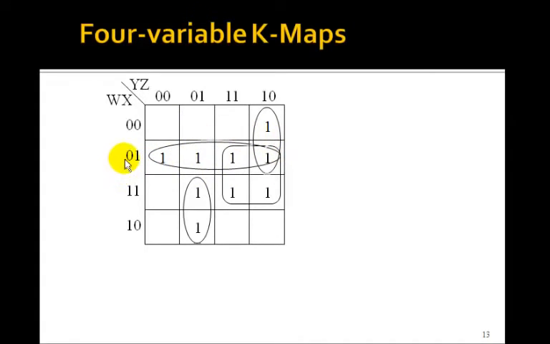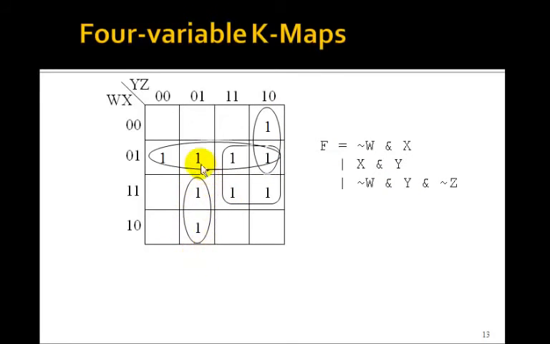This one is going to be not W and X, because Y and Z are going to go away. Not W and X. What about this one? This is going to be X and Y. X and Y. W goes away. Z goes away. How about this one up here? X goes away. We're left with not W and Y and not Z. Not W and Y and not Z.